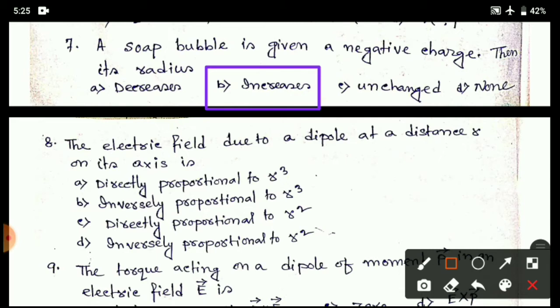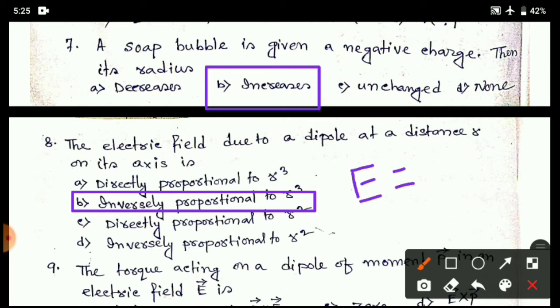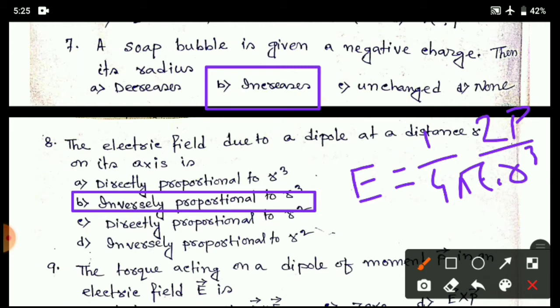Question number 8: the electric field due to a dipole at distance r on its axis is inversely proportional to r cube, because E is equal to, we know, 1 by 4 pi epsilon naught, 2p divided by r cube. So option B is the right answer.